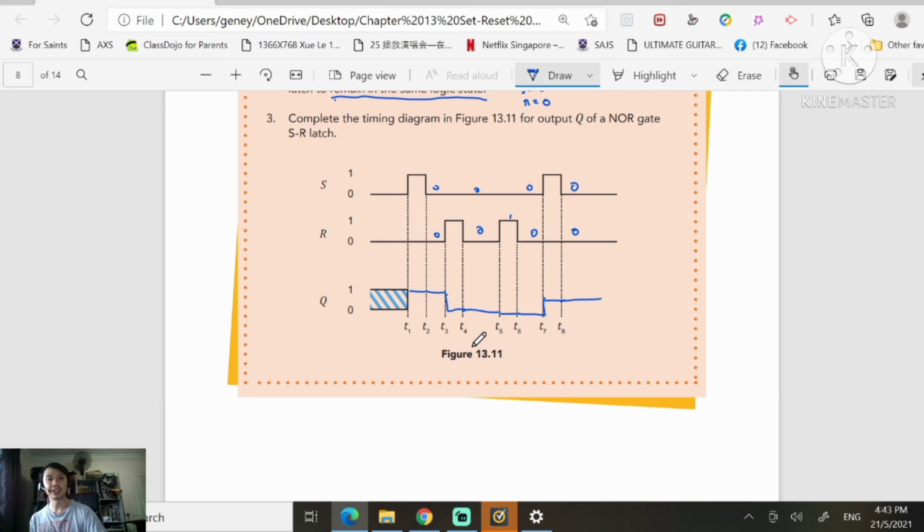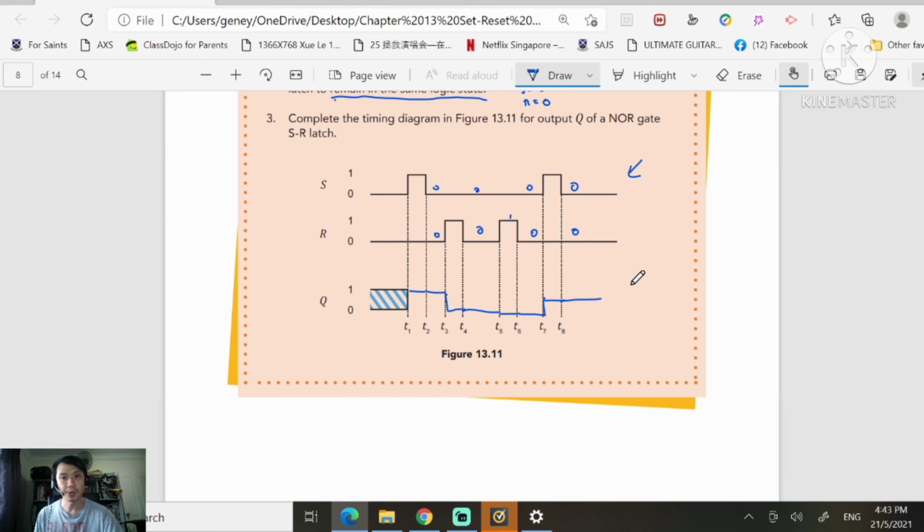Generally, in order to draw this, you must be very familiar with the truth table of the SR latch, and after that, understand the input signals, and from there be able to draw the output signal.